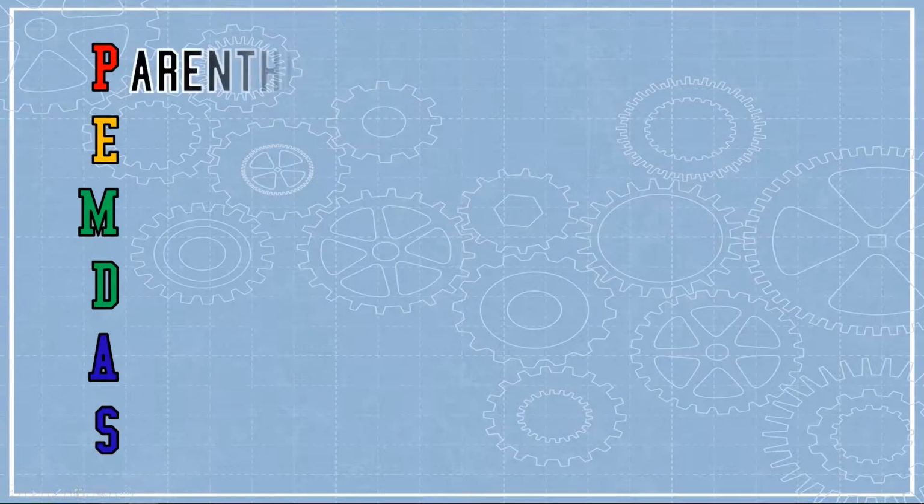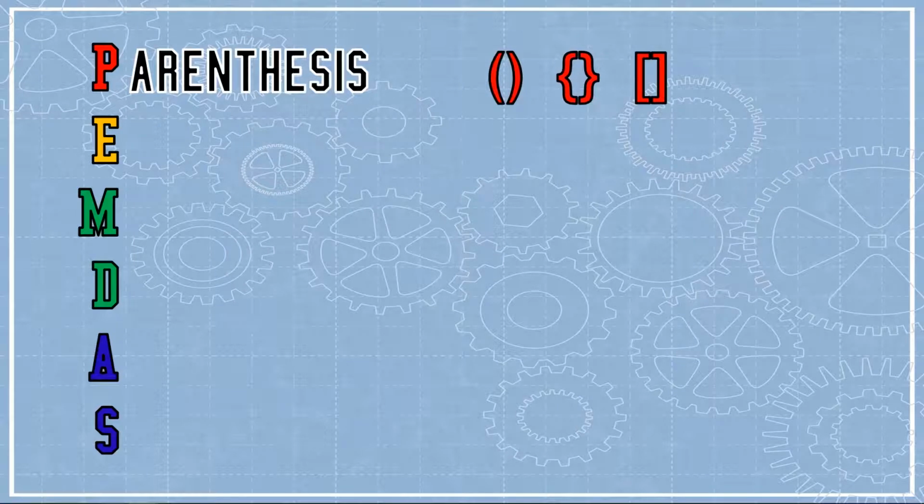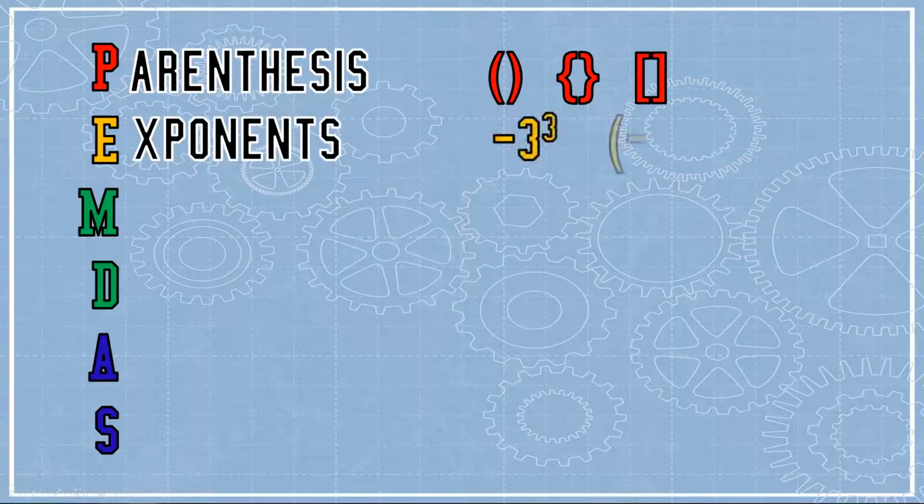The P in PEMDAS stands for parentheses. This can be parentheses or any grouping symbol, brackets, or even those fancy pinky up brackets. The E in PEMDAS stands for exponents. Now, we often think of exponents as just being powers, such as -3 cubed, or (-3) squared. But square root of 9 is also an exponent. Square root of 9 is the same as saying 9 to the 1/2 power.